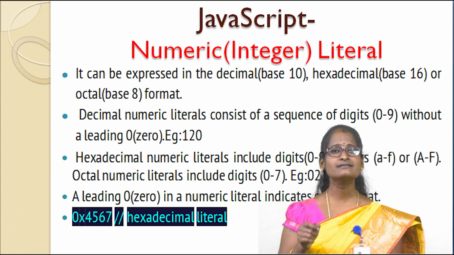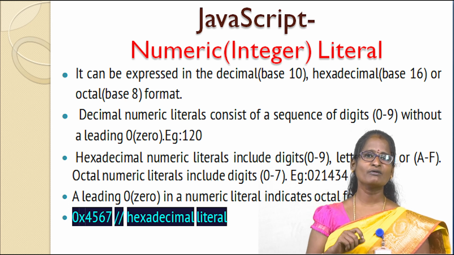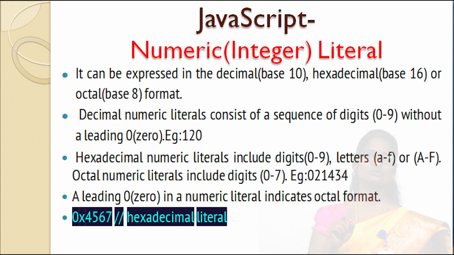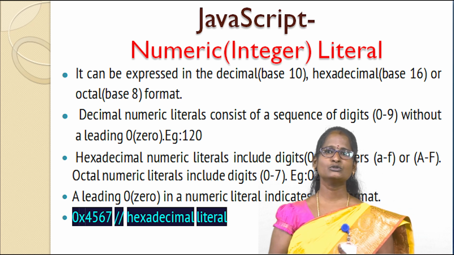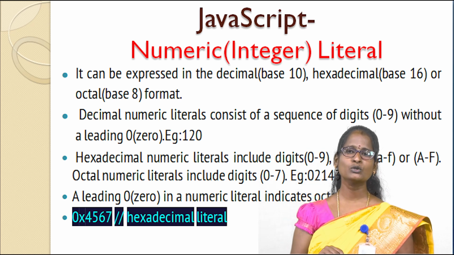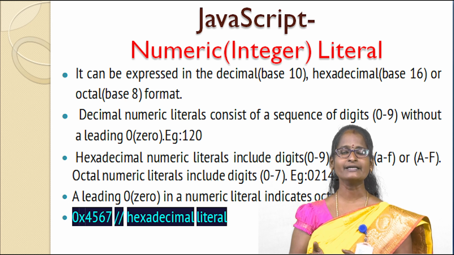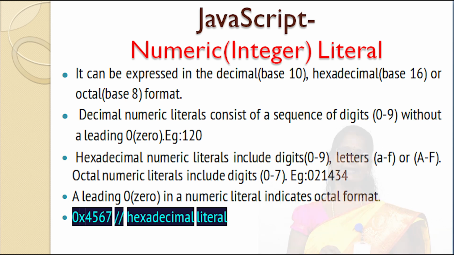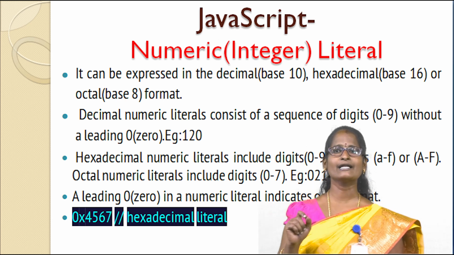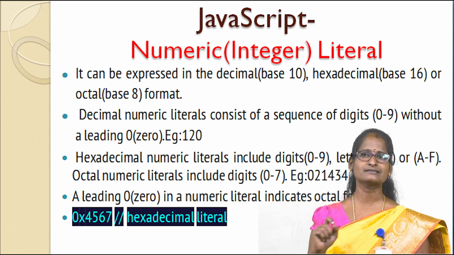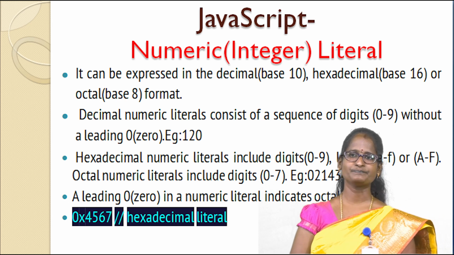The next one, hexadecimal literal. Hexadecimal numeric literals include the digits 0 to 9 and the letters a to f in lowercase and A to F in uppercase. For example, 0214334 is an octal number. The next one, octal numeric literals, include the digits 0 to 7. A leading 0 in a numeric literal indicates octal format. In front of the value, 0x4567 is a hexadecimal literal.